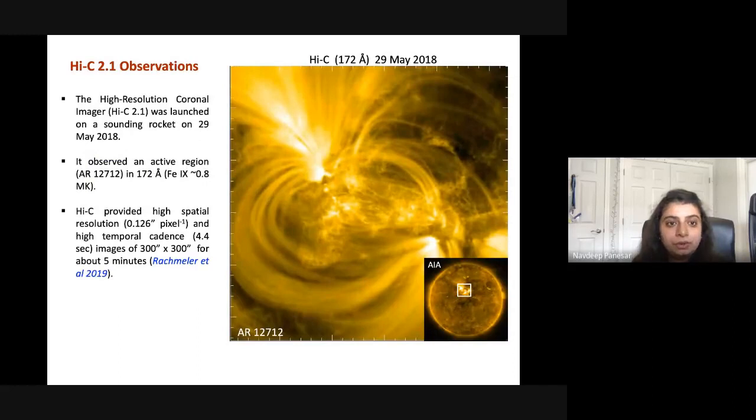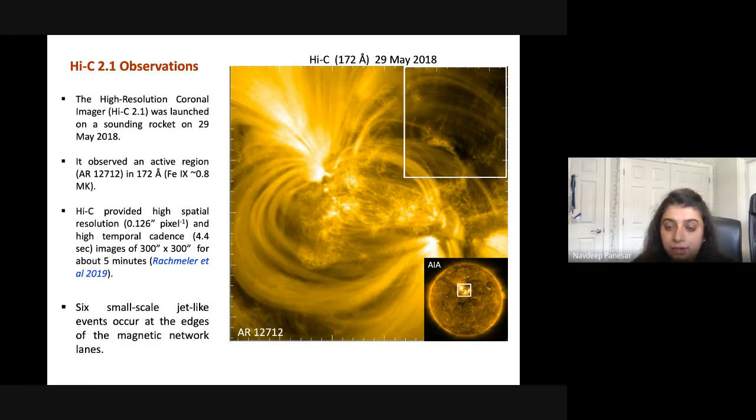Now, I will show you even smaller scale jets that were recently seen by HiC. The High-resolution Coronal Imager was launched on a sounding rocket on 29th May 2018. HiC observed this active region in the 172 wavelength for about 5 minutes. During the 5 minutes of HiC observation, we identified 6 jet-like events that appear in the northwest field of view of the HiC in this white box region over here.